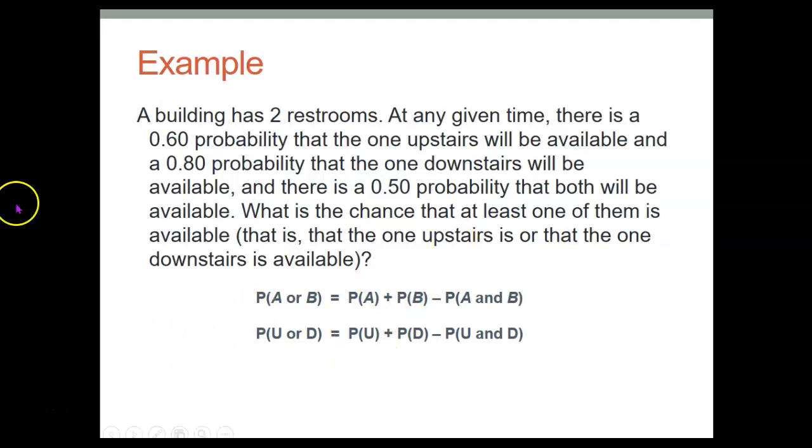So according to that rule, we ought to take the probability of the upstairs being available plus the probability of the downstairs being available minus the probability of both being available. So that would be 0.60 plus 0.80 minus 0.50. And that comes out to be 0.90. So that's the answer to the question. There's a 0.90 probability, or a 90% chance, that the upstairs or the downstairs, or possibly both, would be available.